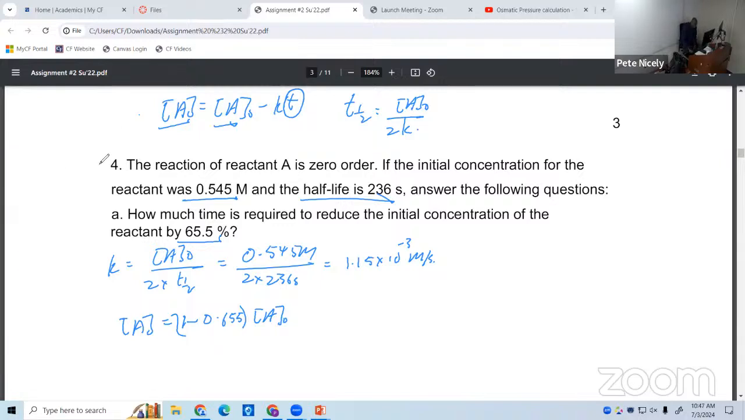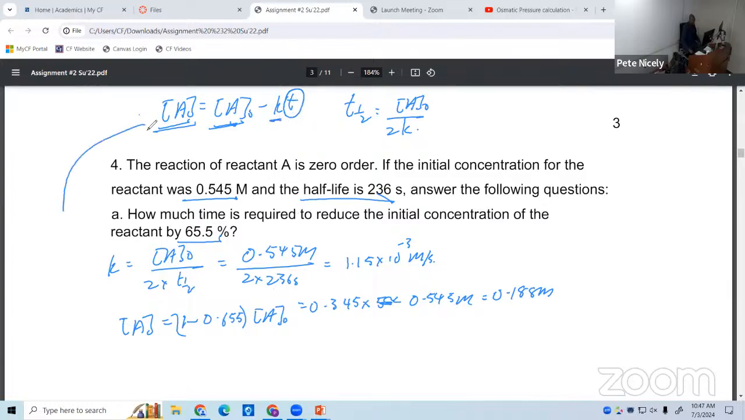So when I did that calculation, I got 0.345. So this would be equal to 0.345 times the initial concentration of A, which is 0.545 M. And as a result of that, I got 0.188 M, all right? Okay, so we have the concentration of A, we have the initial concentration of A, we have the k value, and we need to find the time.